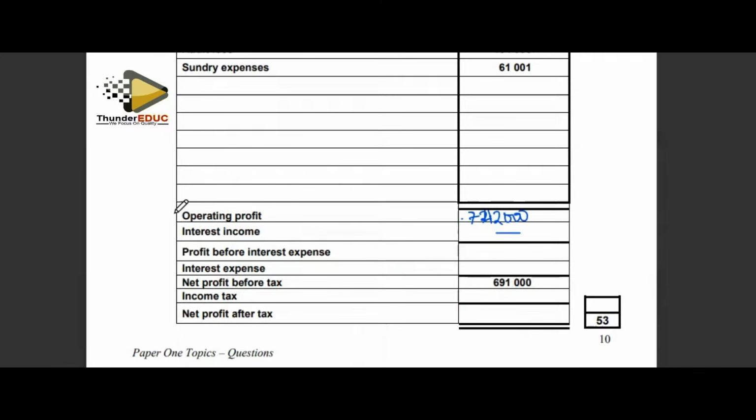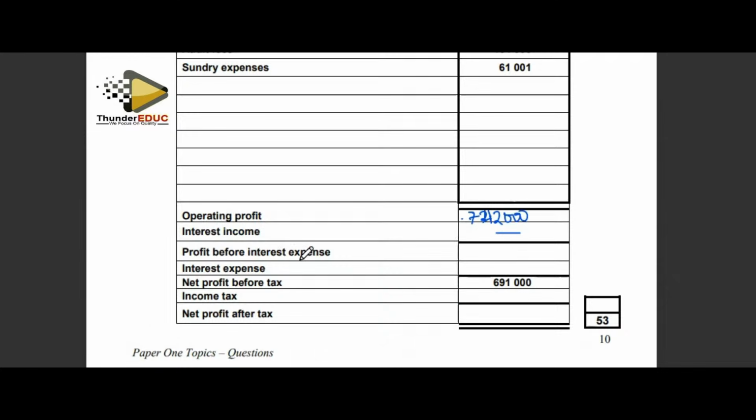Remember we said that it is a continuation. We started from up here, go down, go down, go down, up to this part, okay? Now, interest income. This interest comes from, let's say we have, yes, I said we have a fixed deposit. That's fine. Then we have profit before interest expense. Now, profit before interest expense, this one we are going to deal with after getting the operating profit and interest income, we shall add them together. Then we shall get our profit before interest expense.